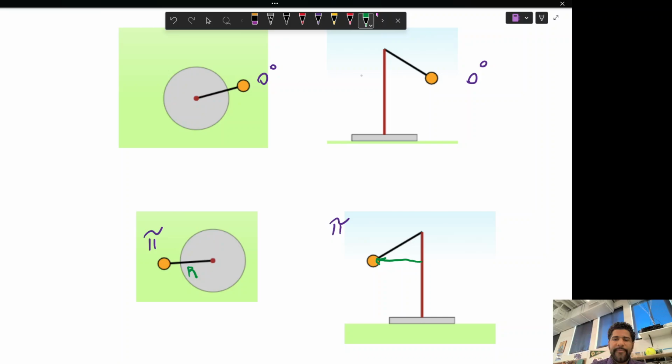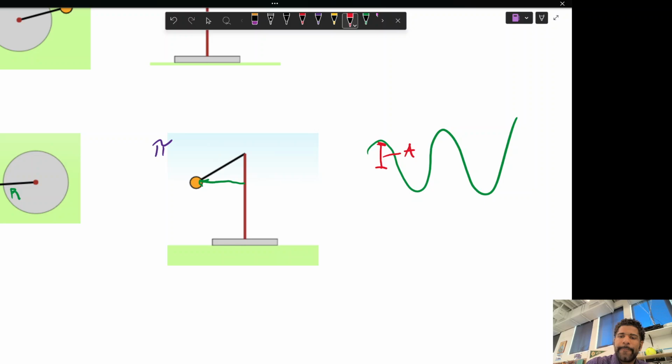We have a name for this. If we see the maximum displacement on a sinusoidal graph, we would refer to it as A, for the amplitude. So we're going to say that this amplitude is the same thing as, when we look at this from a circular point of view, the radius.